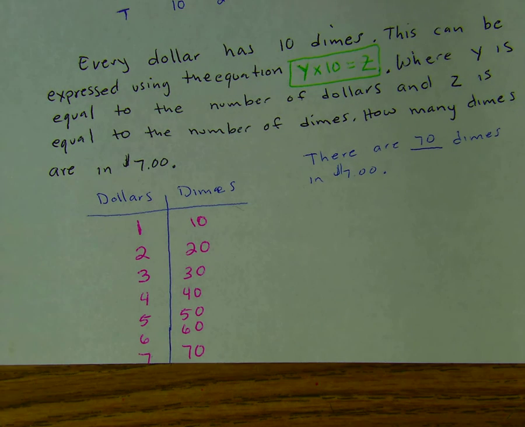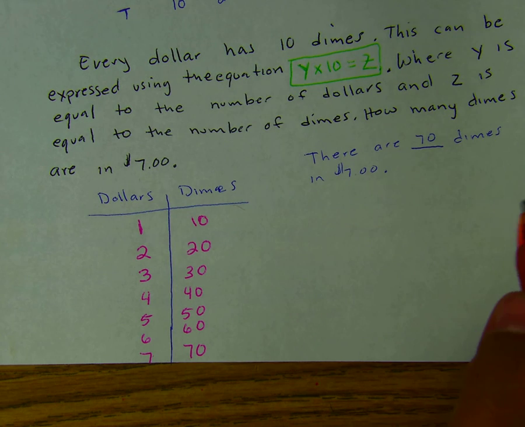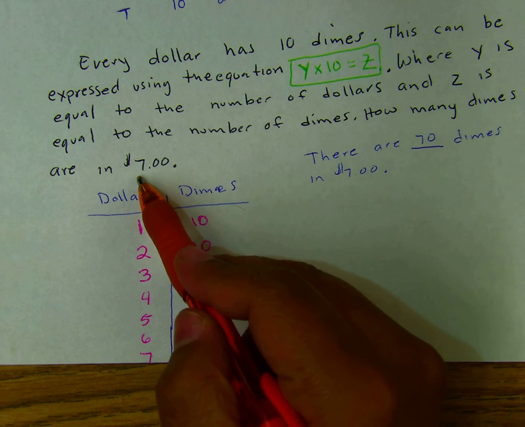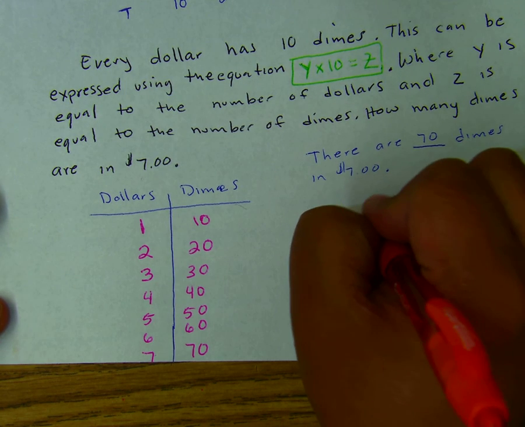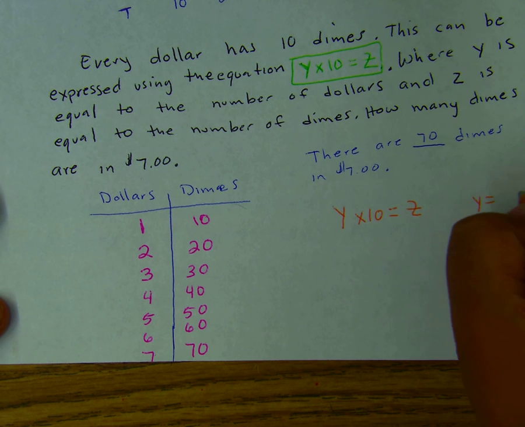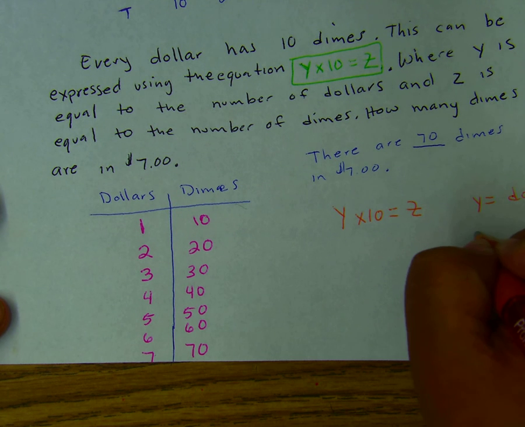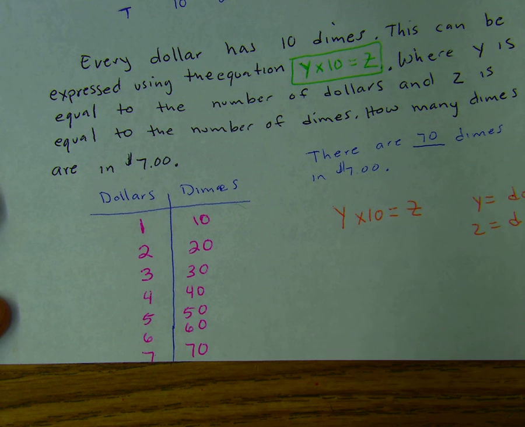There you go. Now, if I wanted to use the equation, I can do that too. So I know that based on the information it's giving me, y is equal to the number of dollars. Do I know how many dollars I have? Yeah, 7. So I'm going to plug in 7 wherever y is. So here's my original formula, and I know that y is equal to dollars, and z is equal to dimes.